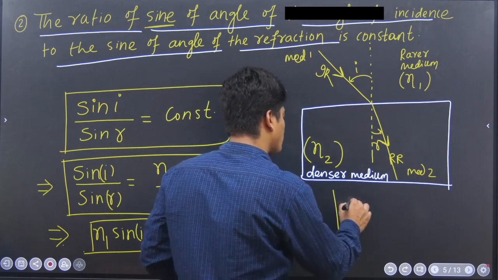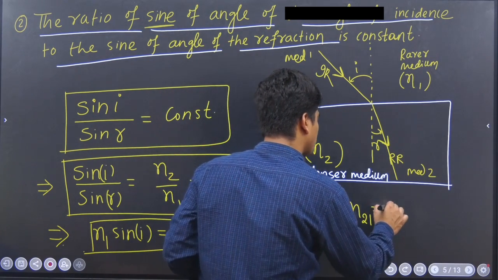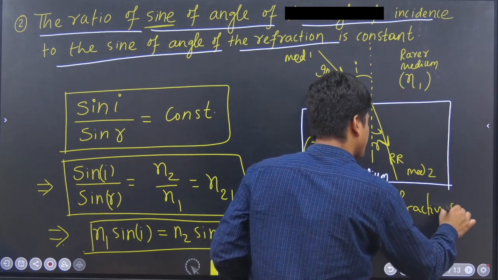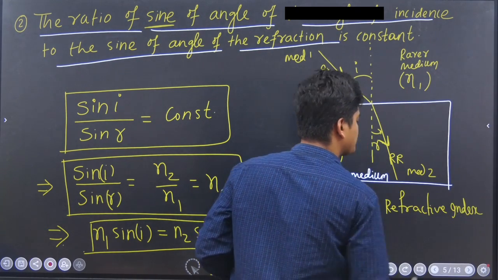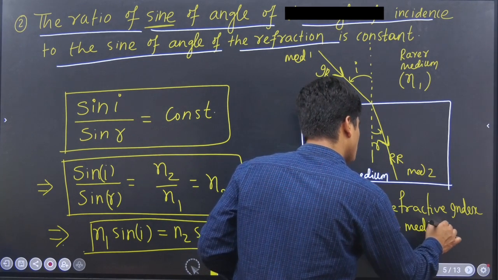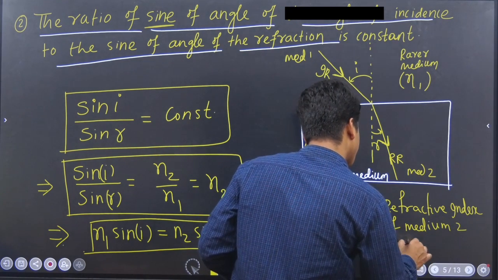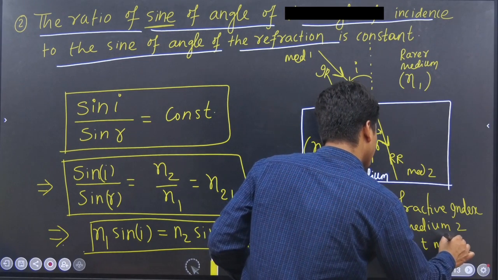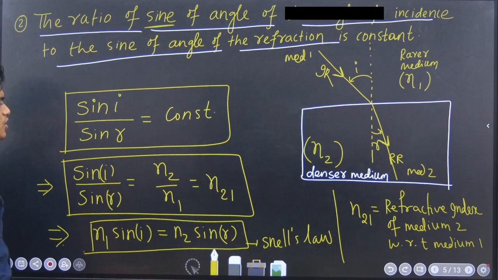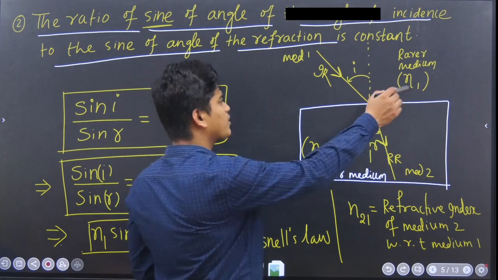And this eta 2, what you are telling? This eta 2 is nothing but the refractive index, we will understand what refractive index is, of medium 2 with respect to medium 1. So eta 2 1 is basically the refractive index of medium 2 with respect to medium 1. Clear idea?